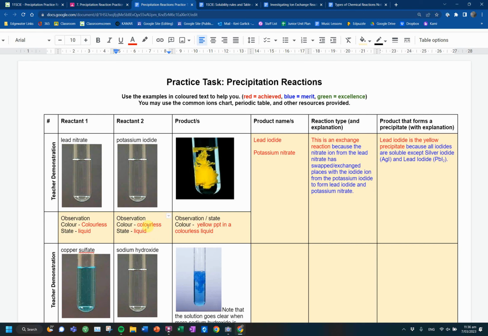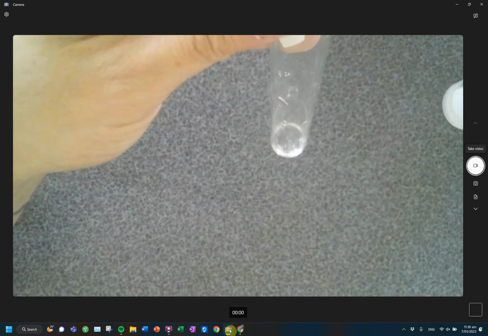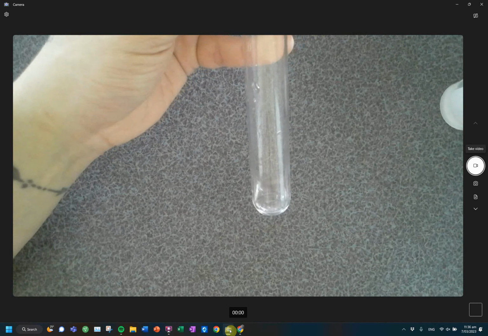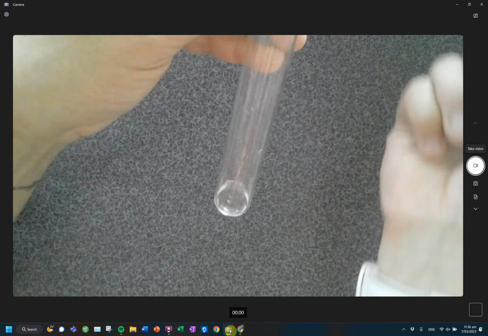All right, so observations: this is colorless and the state is liquid. Now what we're going to do is mix them both together and make an observation. We can see in this picture what's happening, but let's confirm that that's what's going to happen. So here is my test tube. I will add some of my lead nitrate, and we only need about 1 ml or so, not a whole lot. And then we're going to add a couple drops of my potassium iodide.